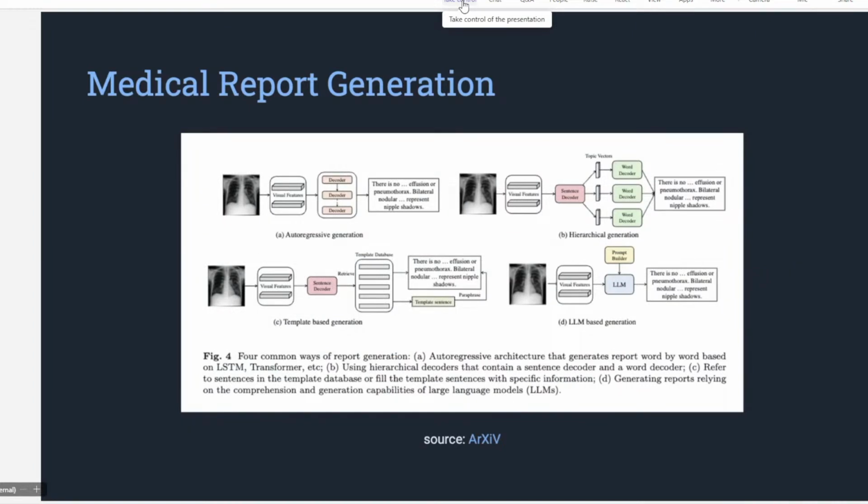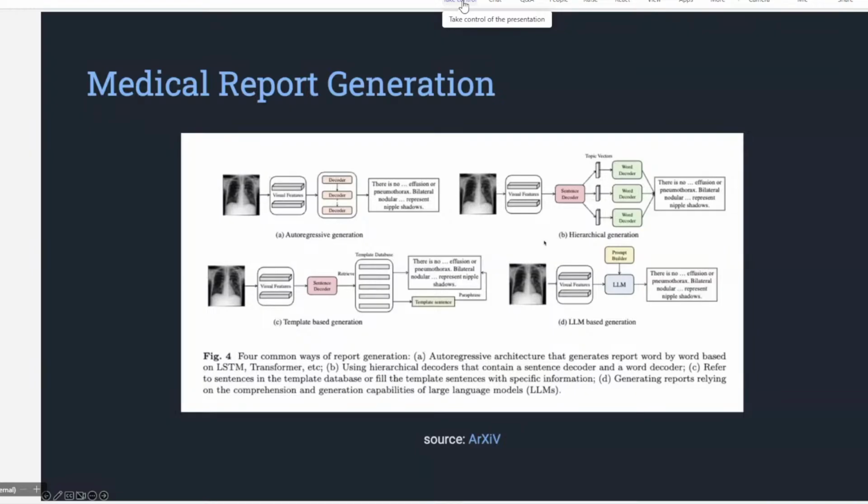This is one slide which I saw in one of the survey papers, and it is a really nice way of understanding how medical report generation operates and how we can segregate it into various ways. There are 4 major ways MRG is done, starting with autoregressive generation, part A, where you have an input image which is passed through some encoding process where you get the visual features, and then it is passed through a decoder in an autoregressive manner, which translates it into text. I would say this is the vanilla approach.